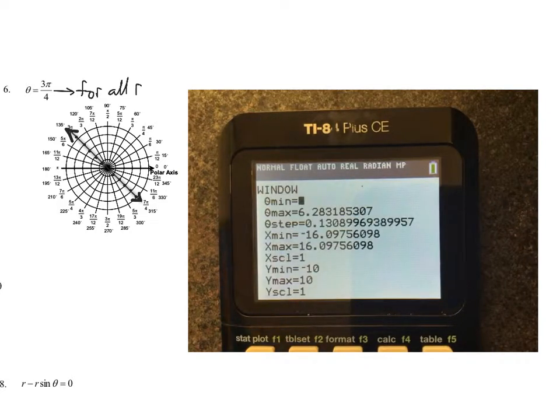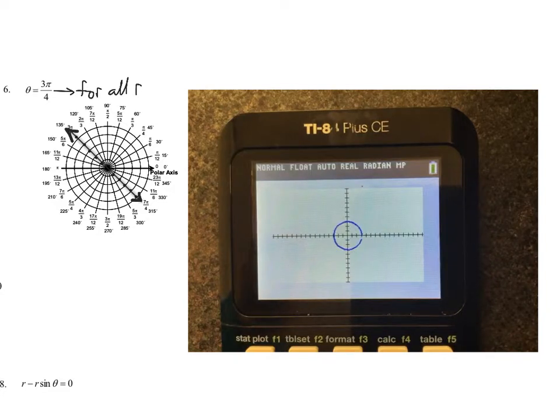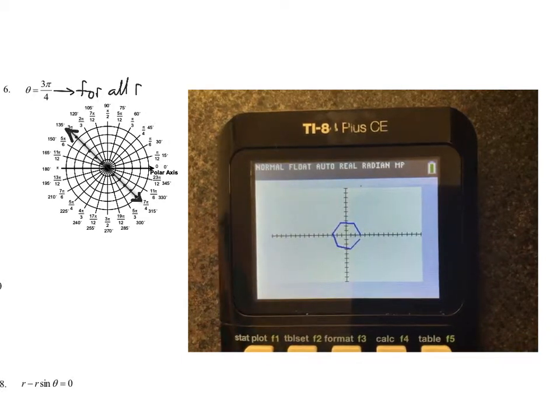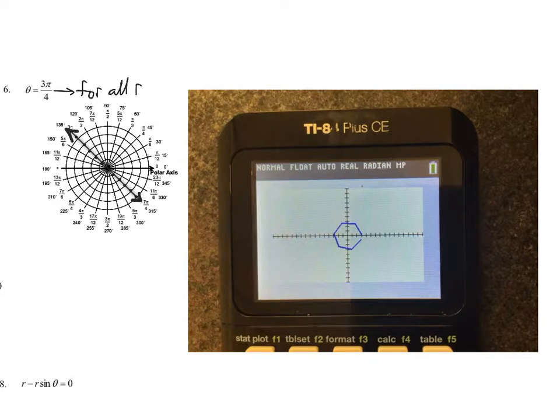Now, in terms of the window, because the window is always going to be important. Theta step behaves a lot like t-step in parametric mode, in that if you make it too big, it starts cutting corners in how it graphs. So if I make this theta step, instead of 0.13, like 0.3, it cut it short, but it's supposed to be a little bit boxier. Let me make it obnoxiously larger, like 1. So every 1 radian is plotting a point and then connecting with straight line segments.